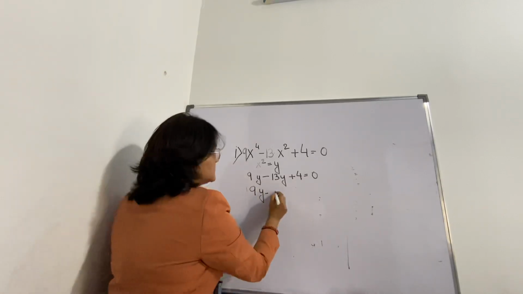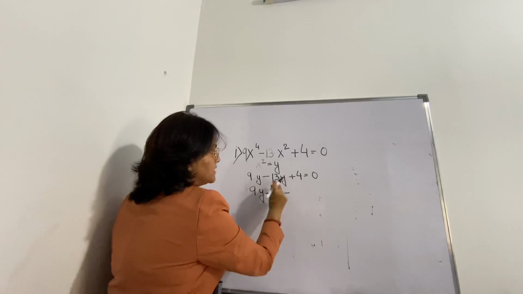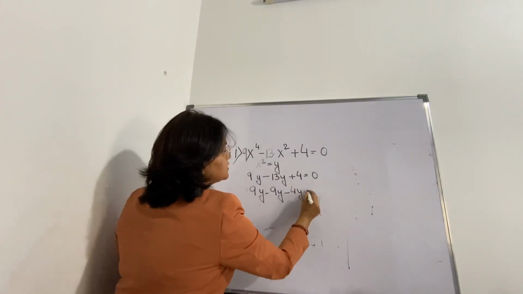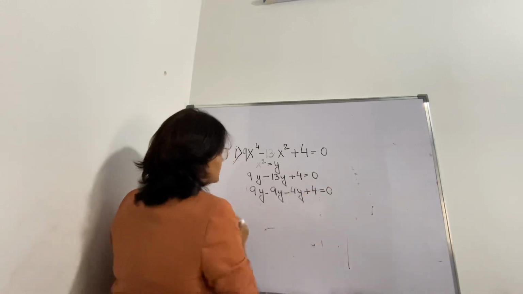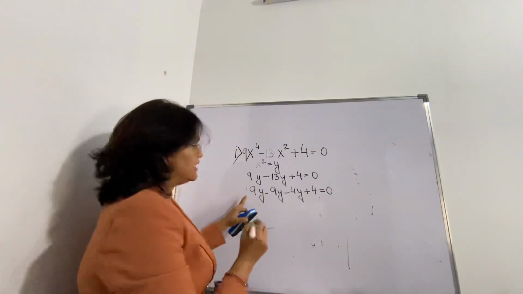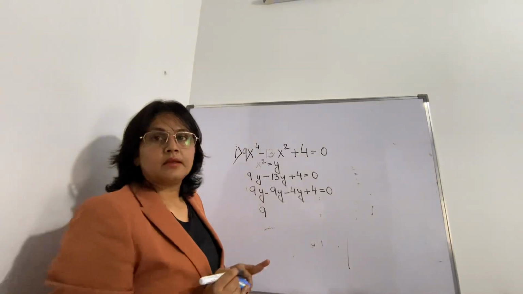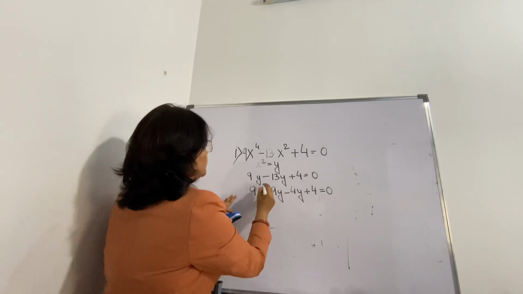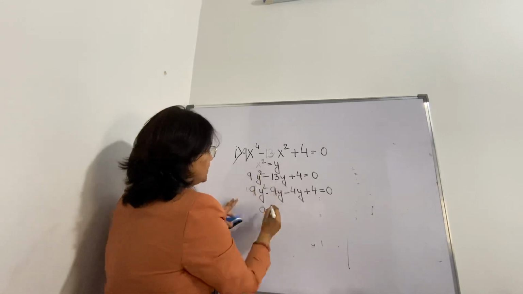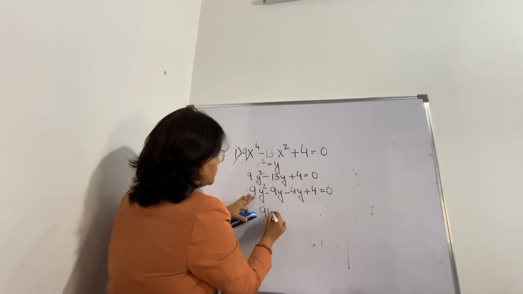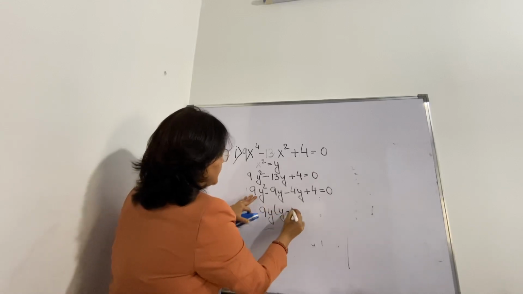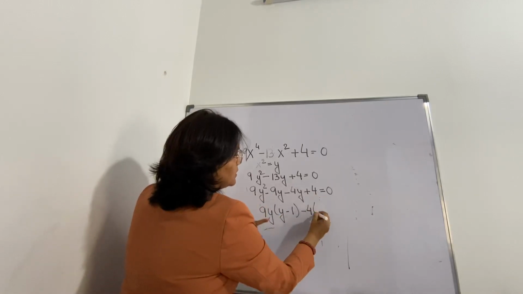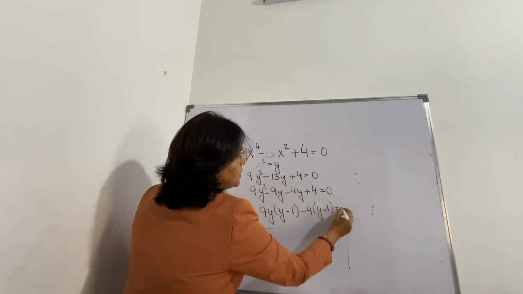Minus 9 and minus 4 can make this 13. So 9y squared minus 9y minus 4y plus 4 is equal to 0. As a result, here we will take 9 common. As we are taking 9 common, we can find this one becomes 9y. So here we are taking common 9y, so it remained y minus 1. Here also we are taking common 4, y minus 1 is equal to 0.